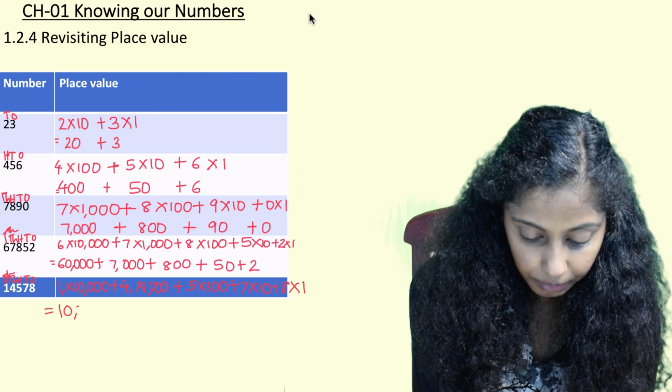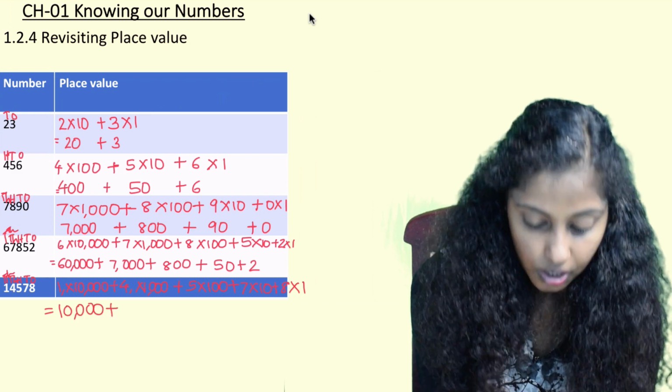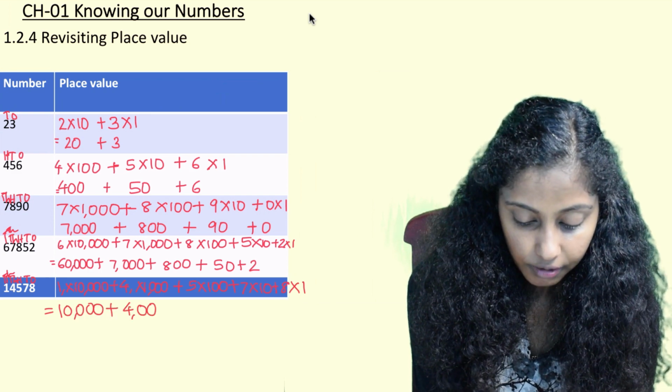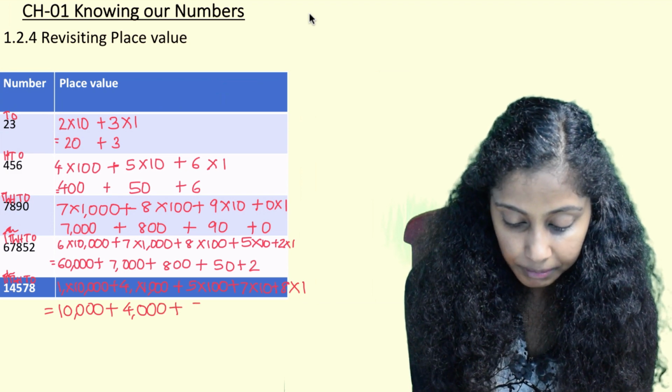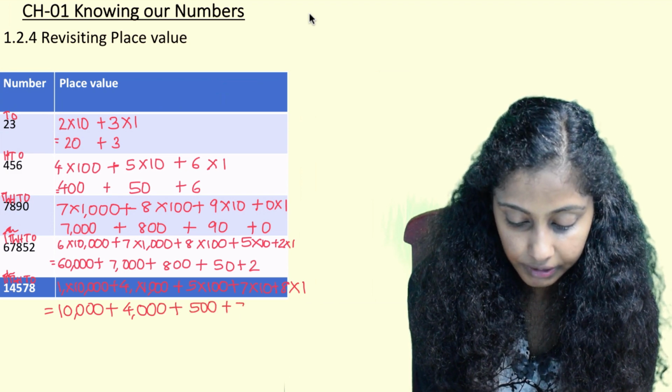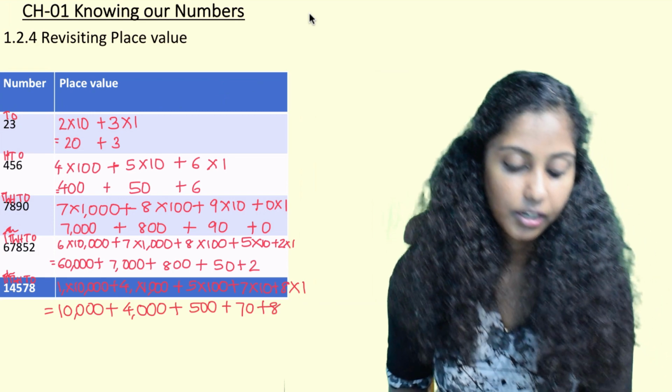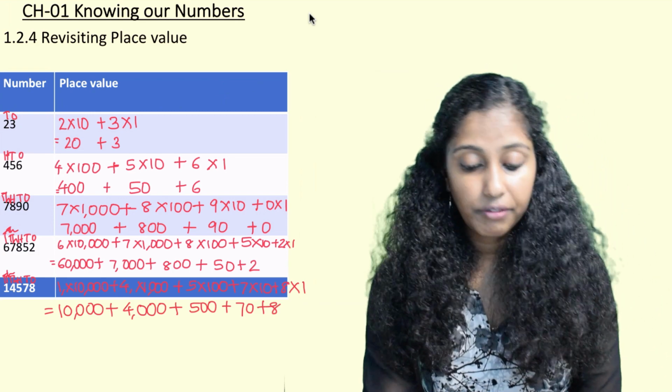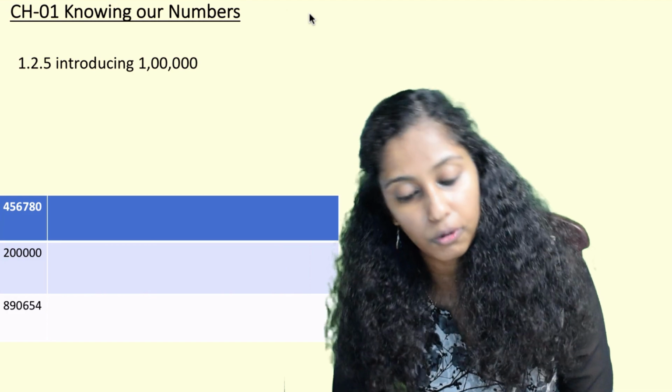Then we write 1 multiplied by 10,000 is 10,000. 4 multiplied by 1000 is 4000. 5 multiplied by 100 is 500. 7 tens is 70 and 8 ones is 8. So this is the place value we have revised again. We have done all these in our lower classes.